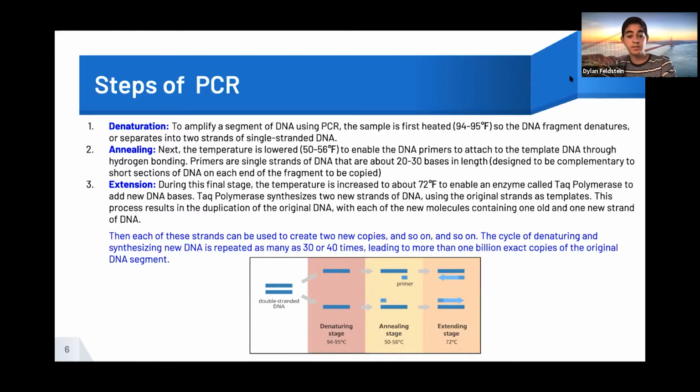So as you can see in this photo, these are the steps of PCR. You start off with a double-stranded DNA, and then in the denaturing stage, you would heat up the DNA so it separates into two strands. Then in annealing, the primers attach to the single-stranded DNA after lowering the temperature. And then in extending, Taq polymerase attaches to that primer and starts to add nucleotides, extending the molecule to become double-stranded.